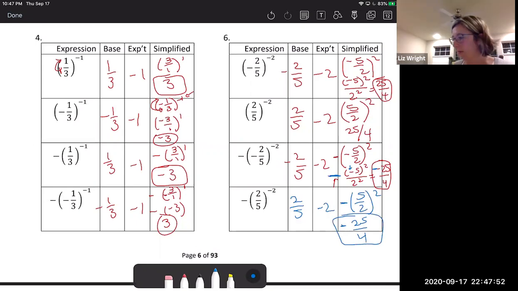So I believe, let me check my next page. That is it for exponential notation.